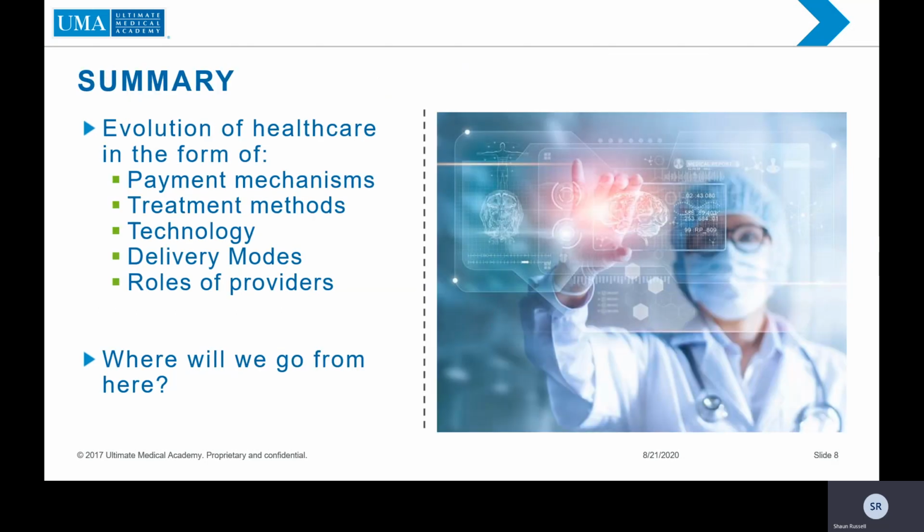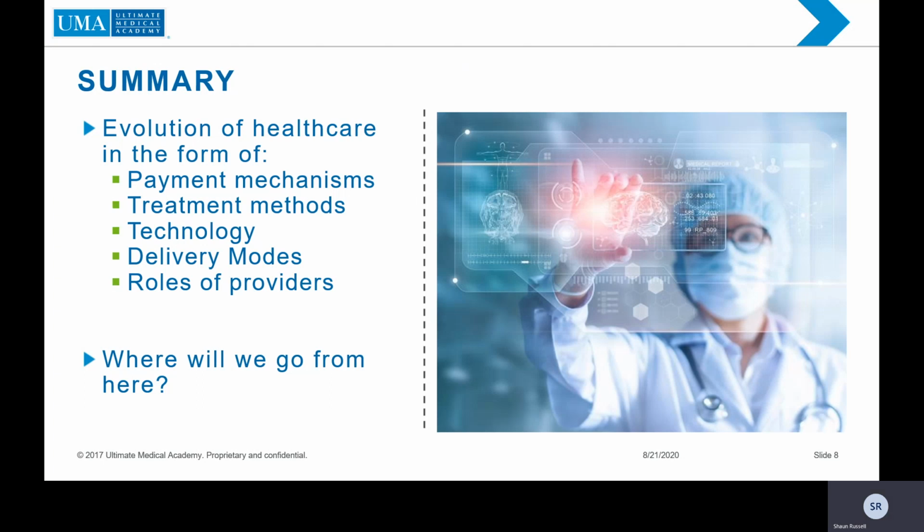Okay, so in summary, the evolution of healthcare is what we looked at in this video. We looked at it in the form of payment mechanisms, from paying with chickens and livestock and farm produce, to now using more advanced methods like private healthcare and Medicare and Medicaid. We looked at treatment methods, and various technologies, like the introduction of anesthesia, and also record keeping, whether paper or EHR. We looked at delivery modes, and we looked at the roles of the providers.